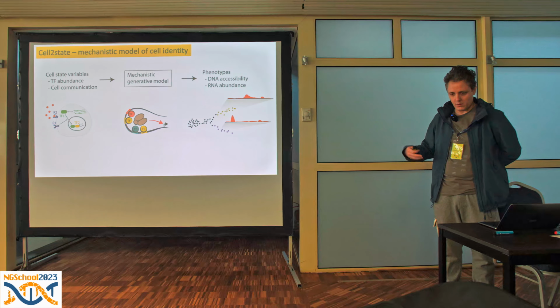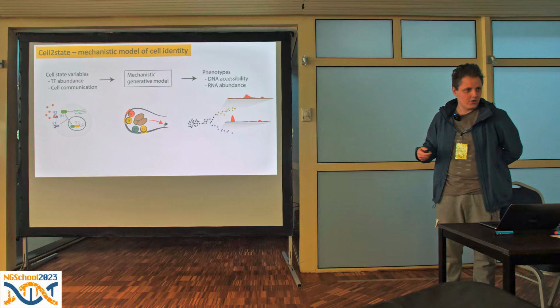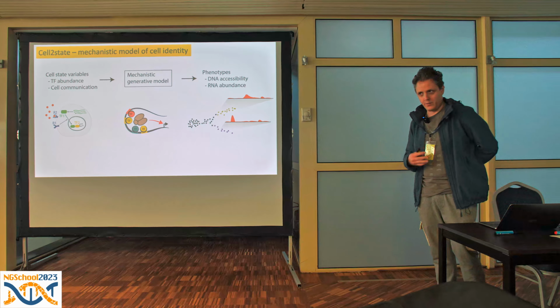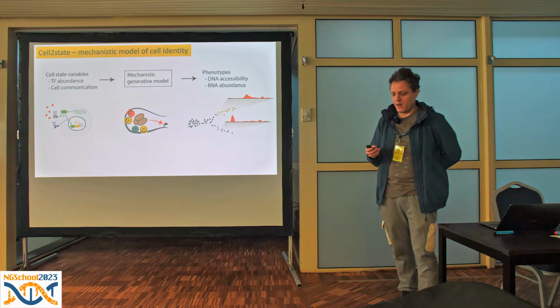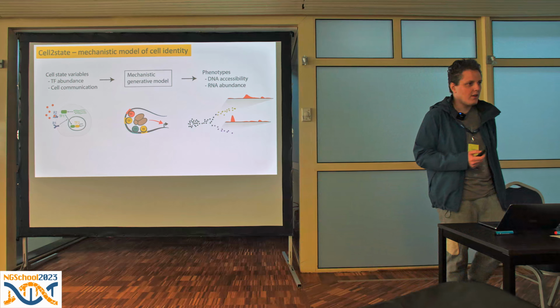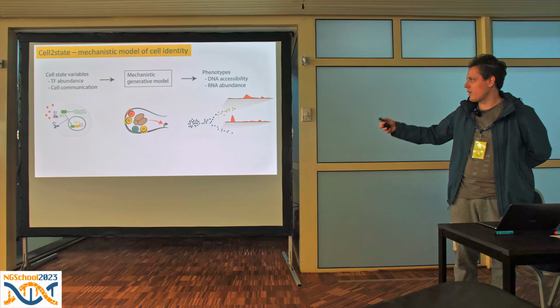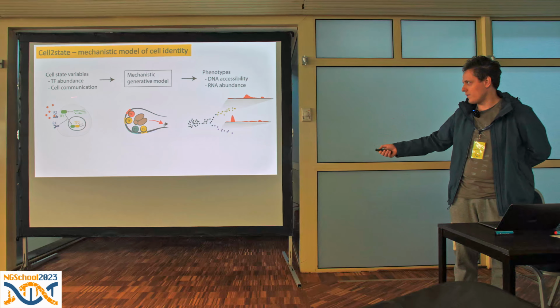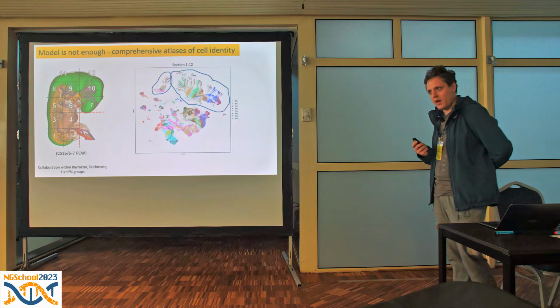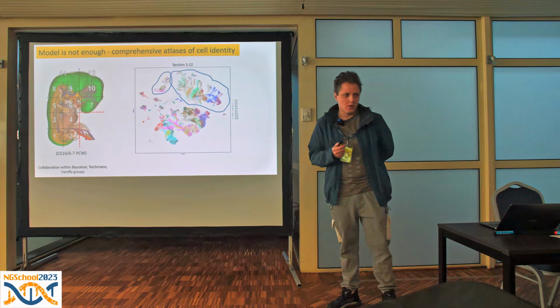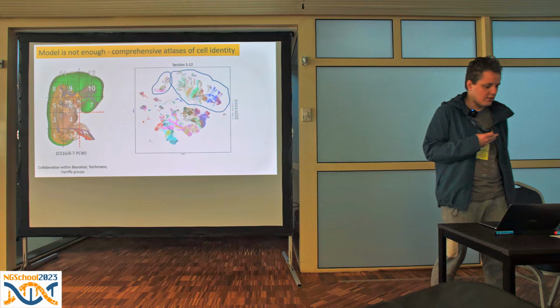what happens to the genome. A lot of things happen to the genome, but the things that we can easily profile across hundreds of cell types are DNA accessibility and RNA abundance. So we want a model that looks at transcription factor abundance as well as abundances of signal and receptor molecules, and processes that in a mechanistically motivated way to give us cell phenotypes. And just formulating a computational model isn't enough, because we need to show that model highly comprehensive cell atlases of cell identity.